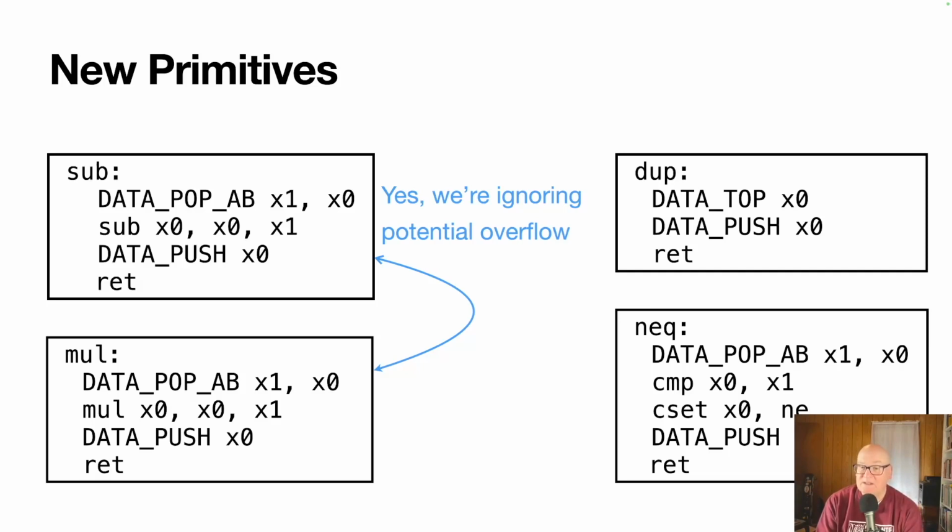The first implementation of this didn't use CSET. It did a bunch of testing and then branching around and so on. But CSET makes it work out very easily. So it turned into a nice small routine with no jumps.